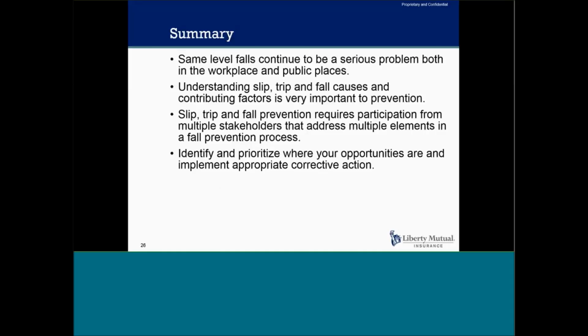In summary, same-level falls are a serious and growing problem. Prevention starts with understanding the causes of falls and applying a systems approach that involves everyone in the organization. This includes employees reporting incidents and close calls, as well as enforcing clean-as-you-go policies.